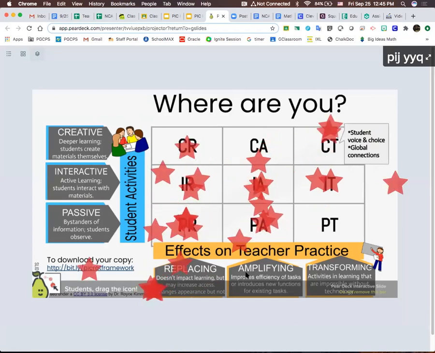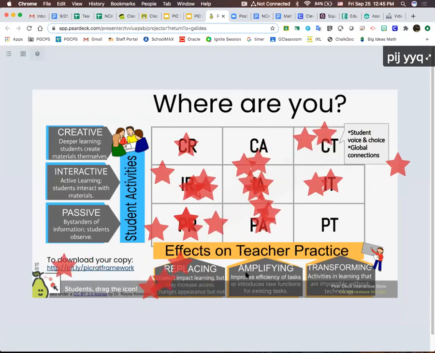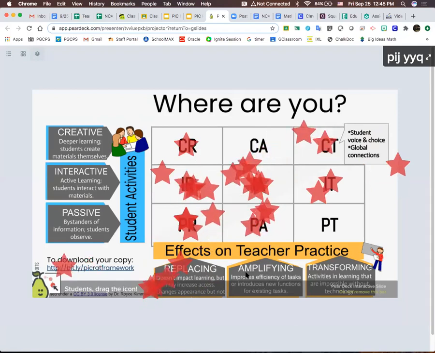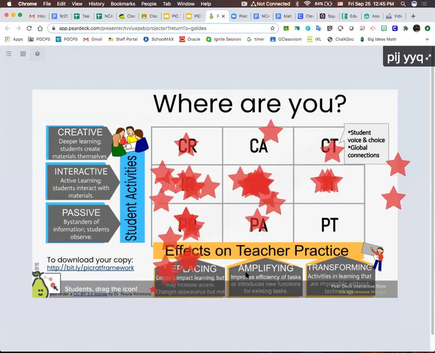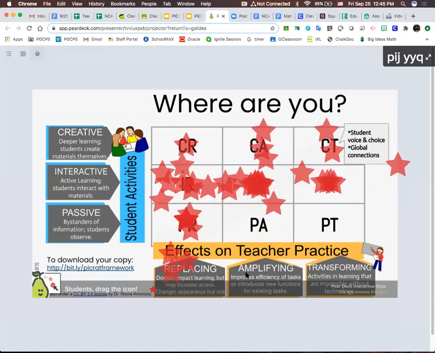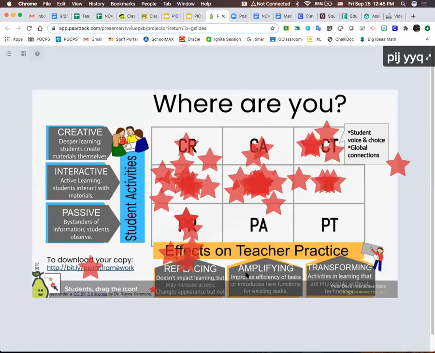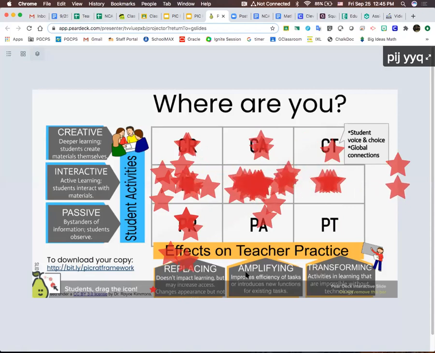And it's okay. Like they said, the creative, transformative level may be the highest, but we're never really going to live there. At any given day, we're going to be at a different point depending on what the lesson is, because we're using technology intentionally, and there's not always going to be time or a direct application for a creative or transformative activity at the moment.